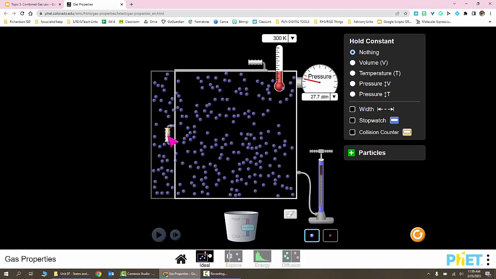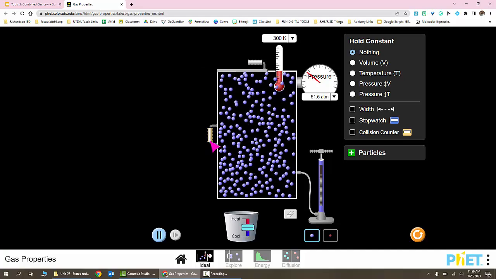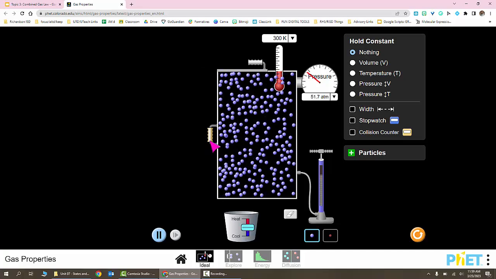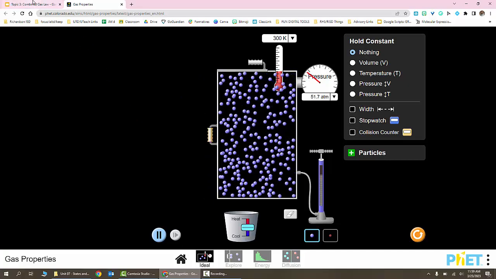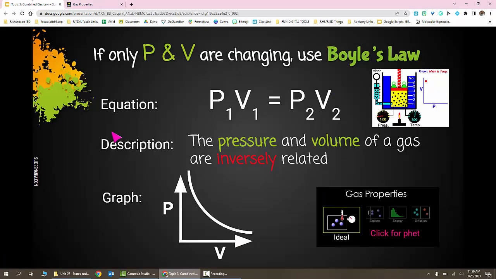What's happening here to the volume? The volume is going down. What do you predict will happen to the pressure? Well, because it's an inverse relationship, if the volume decreases, the pressure should go up. So watch the pressure. There it is. So the volume decreased, the pressure increased. That is called an inverse relationship, and that is Boyle's law.